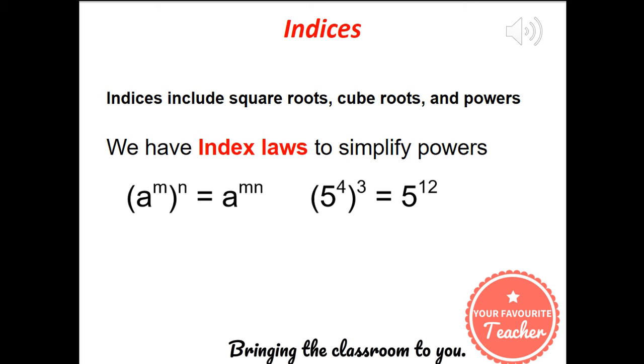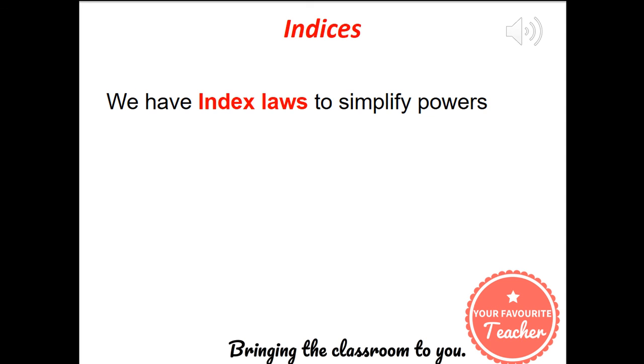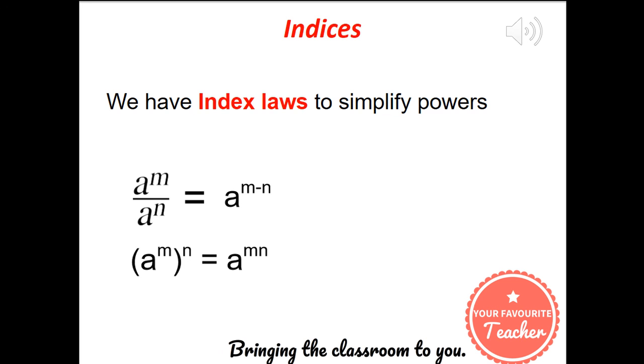Again, let's take a look at an example. So if I have 5 to the power 4 in brackets, and that is raised to the power 3, the actual answer is 5 to the power 12, 4 times 3. Another example, 2 to the power 5 in brackets raised to the power 4 is the same thing as 2 to the power 5 times 4, which is 20. So just to recap, these are our first three index laws.